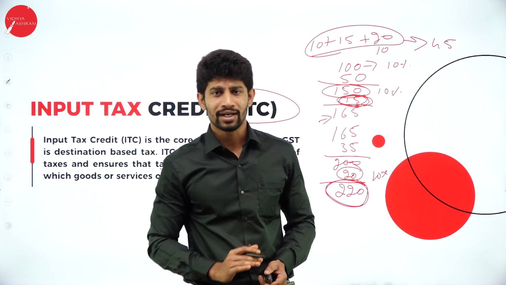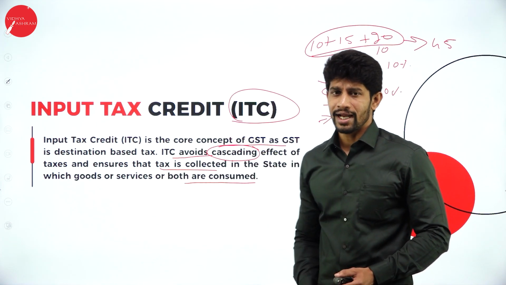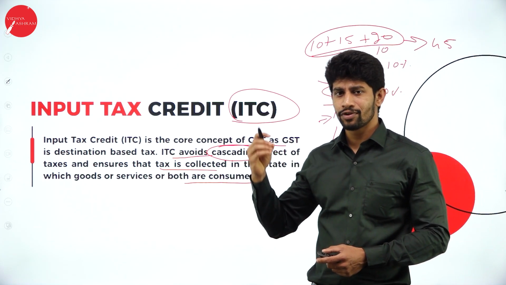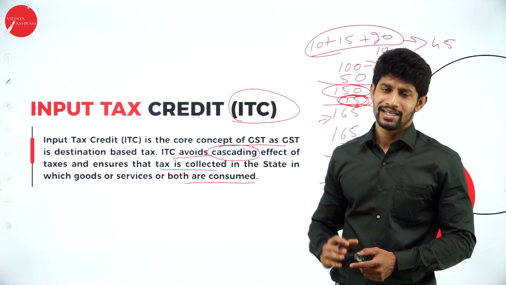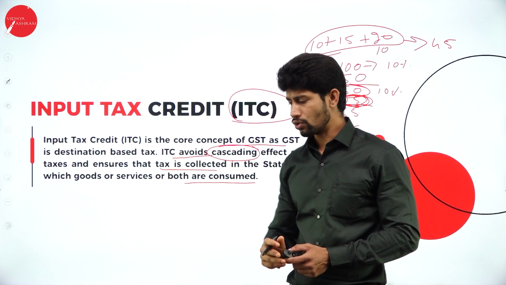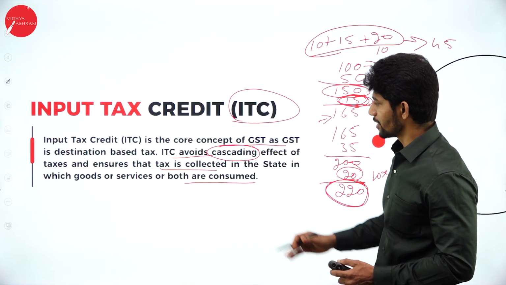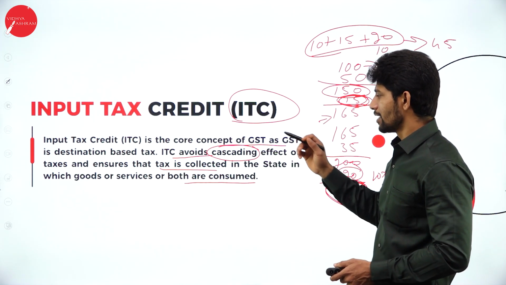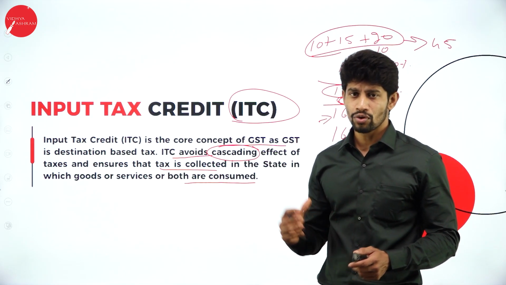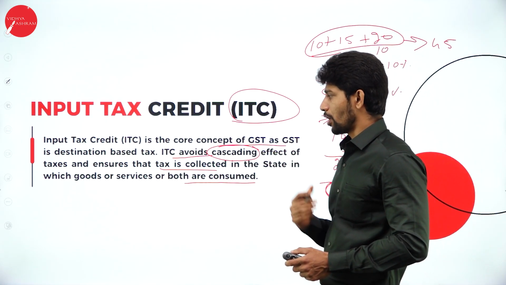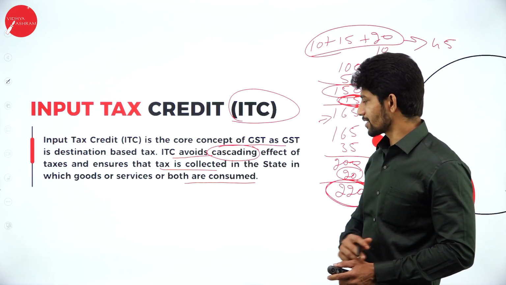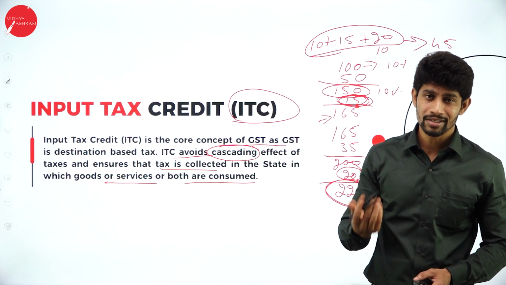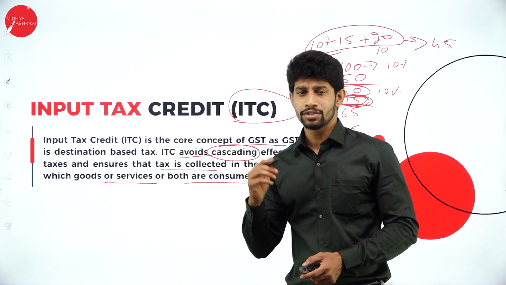So to avoid this tax on tax, we have a system called input tax credit, where the tax will be collected only once for a particular transaction or a particular process of goods. In GST, input tax credit is a core concept, where GST is a destination based tax, and ITC, the input tax credit, avoids the cascading effect of taxes and ensures that the tax is collected in the state where the goods or services or both are consumed. That means the person who consumes is supposed to pay the tax.